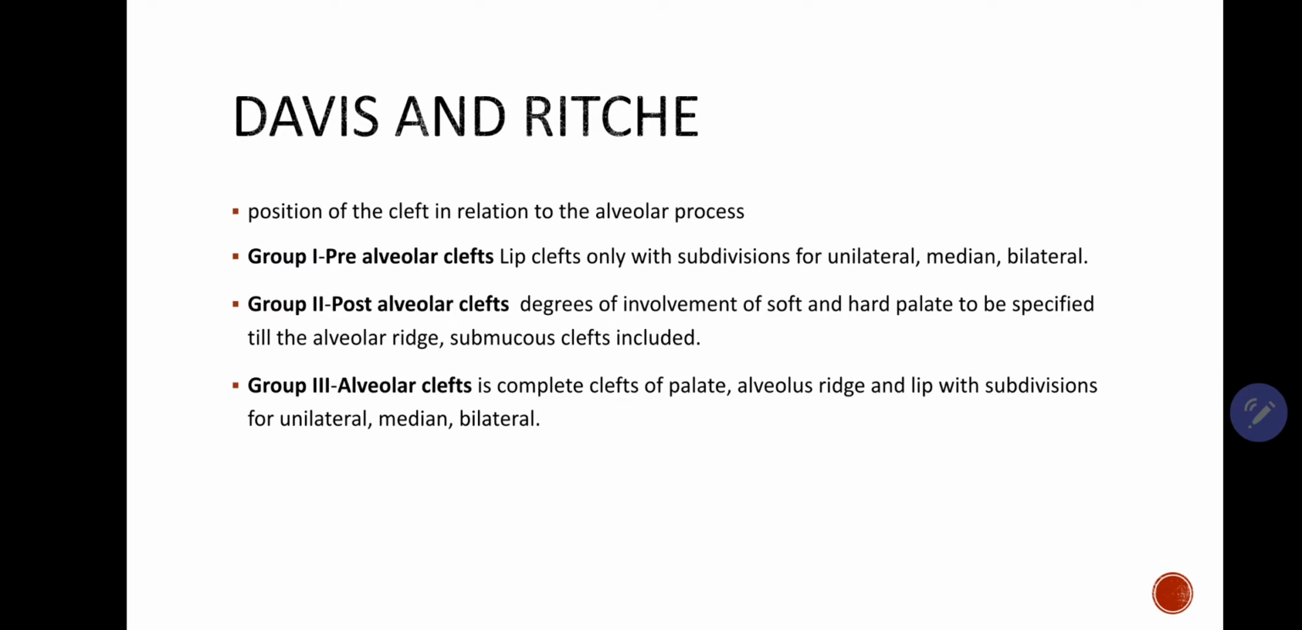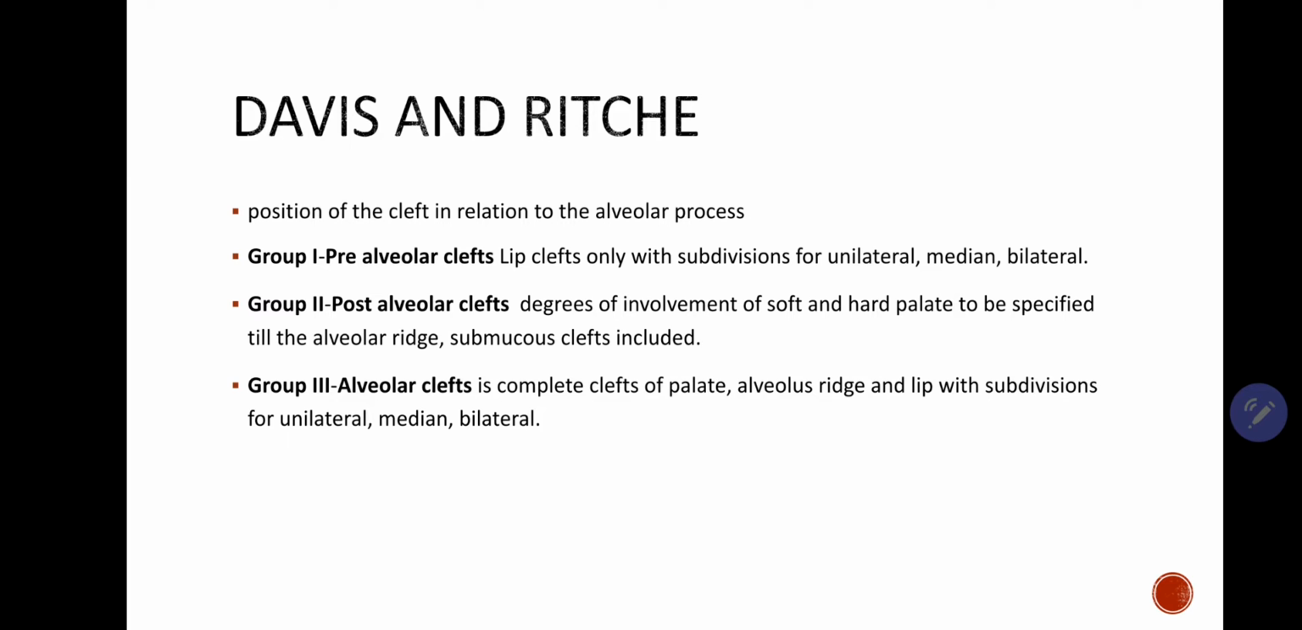Next, coming to the classification. This classification topic is very important, because these are mostly given for your exams. There are multiple classifications which are present. The first one is the Davies and Ritchie classification. According to this classification, it is also known as a morphological classification. The position of the cleft is assessed in relation to the alveolar process.